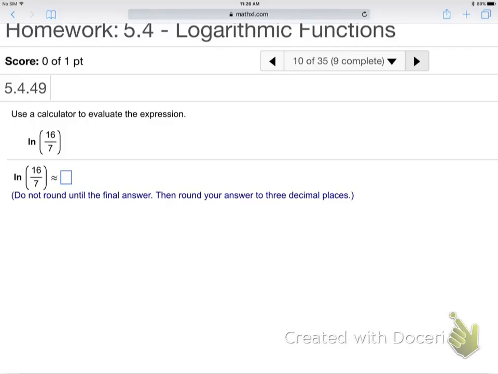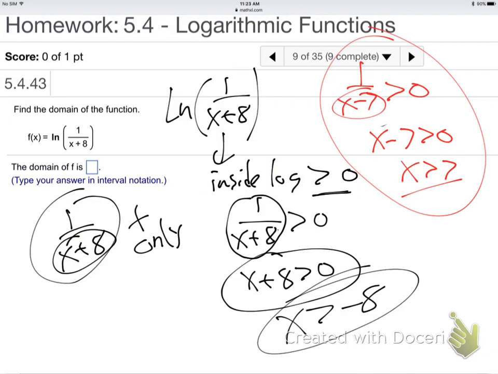So you're doing that homework problem right now? Did they want interval notation on that last one? They did? They actually want an interval? Yeah. So on this one then, you would say negative 8 to infinity.